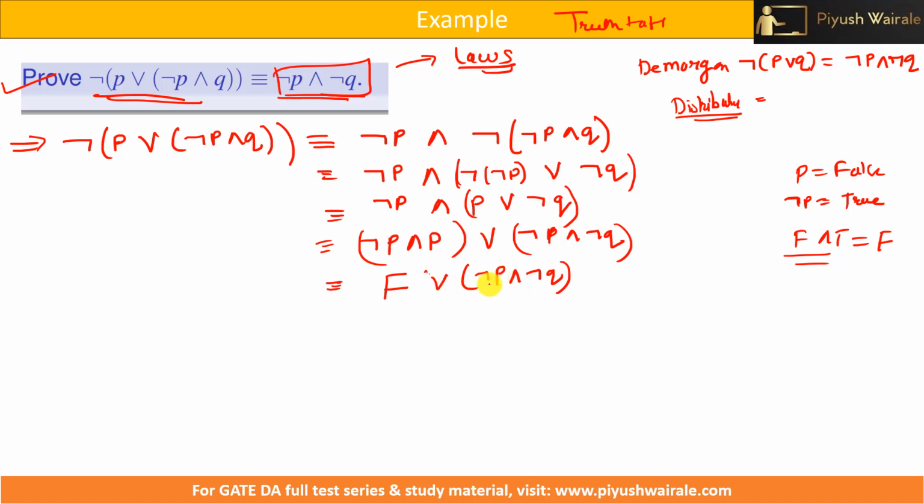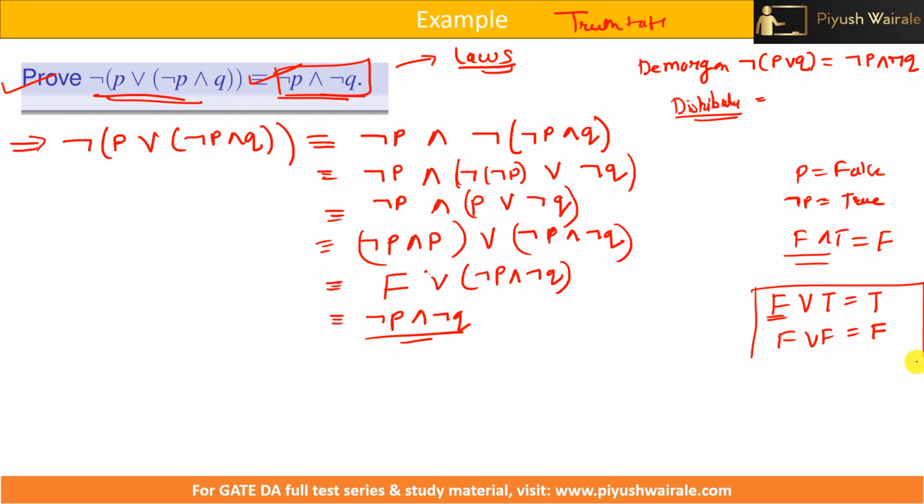Now if you observe here, false or anything: it can be true, so it will be true. If false or false, then it will be false. So in either case, it is the or operator. Whatever is present on this particular side, we can consider as it is. So false or anything is basically the true or false value of that thing itself. So I can write it as negation of P and negation of Q here. This is what we have to prove.